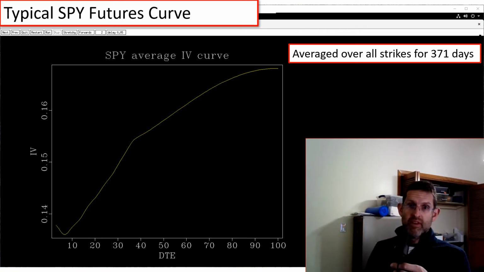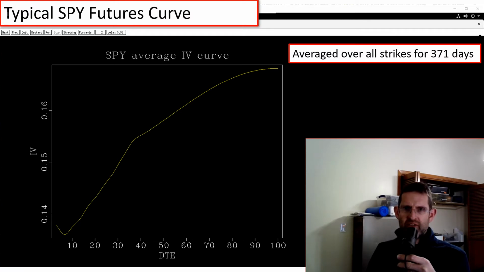Hello again. In a previous video, I presented backtest results for the D volume strategy after I corrected a conceptual error, and it holds some water. So this video covers the IV slope strategy, which suffered from the same issue, but it still holds a lot of potential. This graph shows the implied volatility futures curve for the SPY.